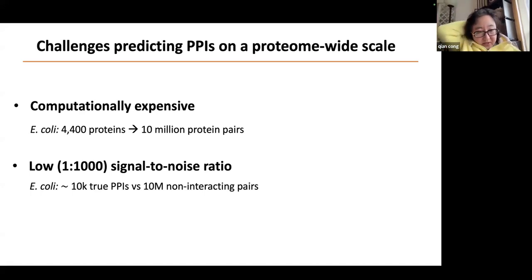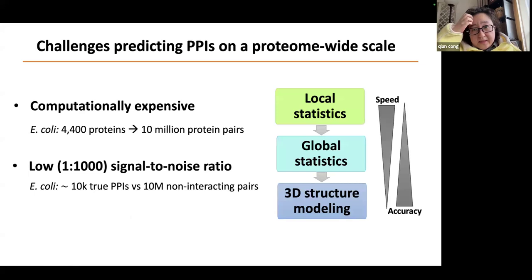Another general problem of this proteome-wide PPI screen is that it has a very low signal-to-noise ratio. Although you would have 10 million protein pairs, you are only expecting about 10,000 real protein-protein interactions. That means for every true interaction, you will have about 1,000 random pairs that you need to distinguish from.